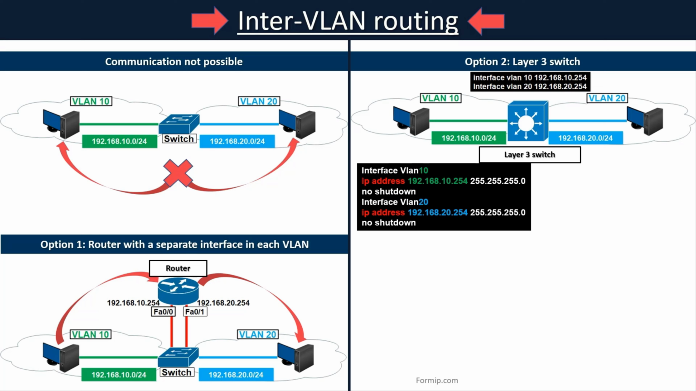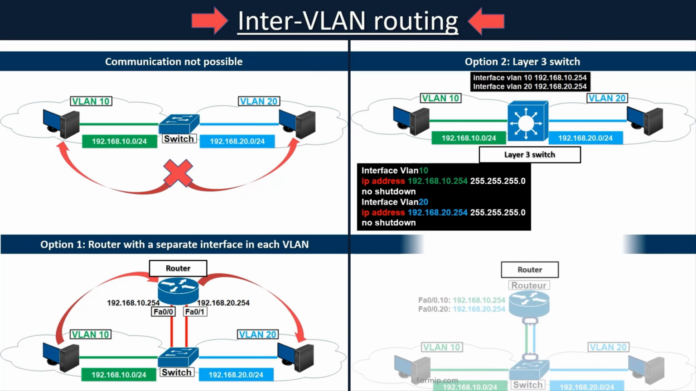This option is more scalable than the first option, the one of the router with a separate interface for each VLAN. In addition, a router transmits traffic through the trunk that is configured with the switch. And in fact, using a Layer 3 switch avoids this bottleneck. A Layer 3 switch is primarily a Layer 2 device that has been upgraded to have routing capabilities. And a router is a Layer 3 device that can perform certain switching functions.